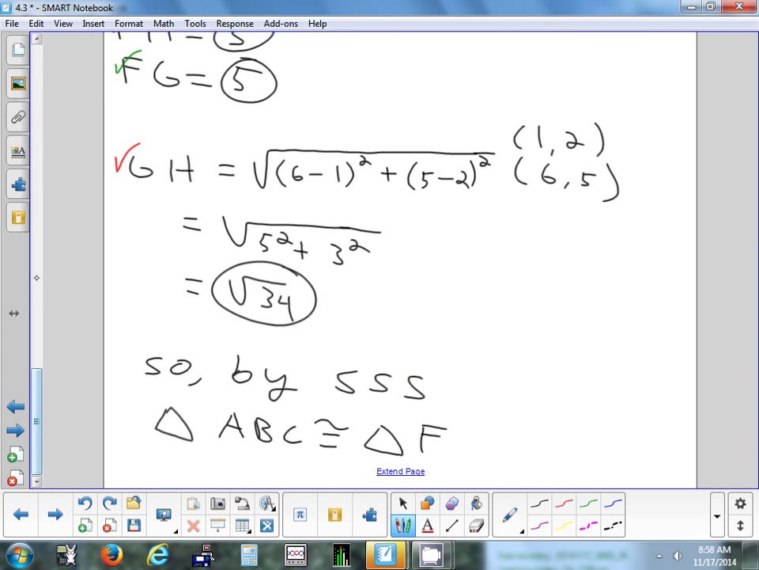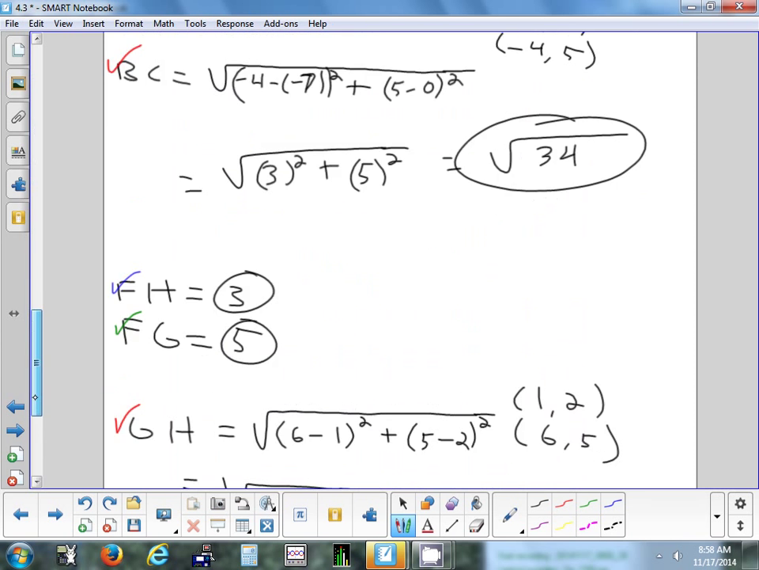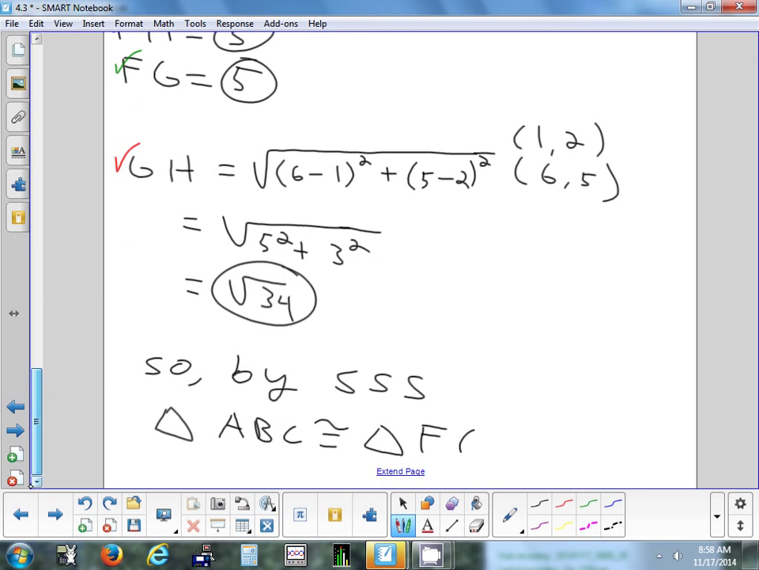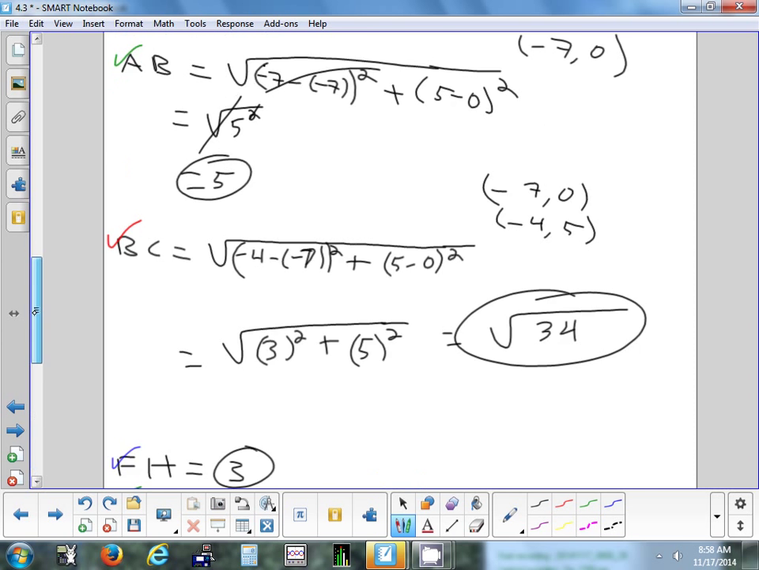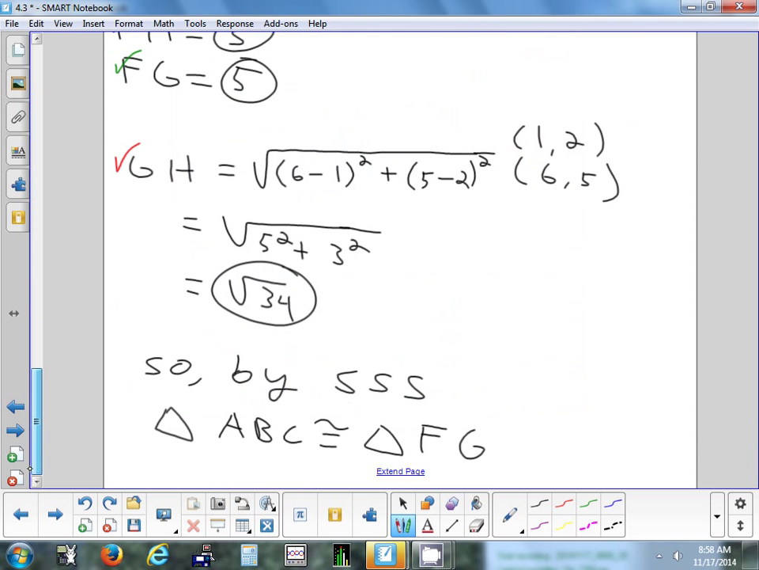Okay, let's get angle B. Angle B is where the diagonal and the side that's 5 come together. What angle would that be in the other triangle? Yep. The diagonal and the 5 meet at G. And what's the only letter we haven't used? Dakota? H. So that has to match up with C.